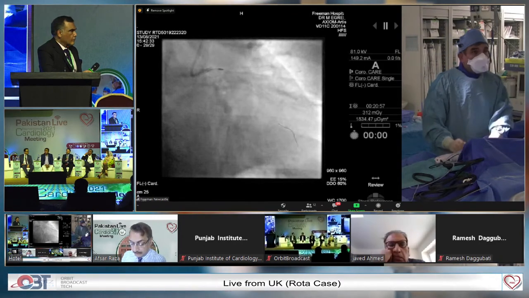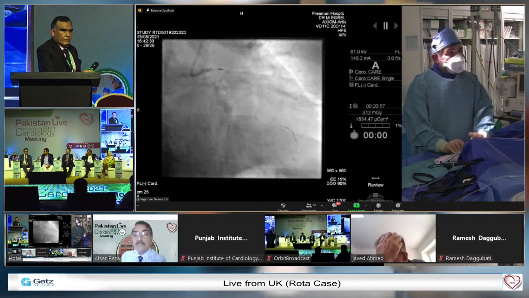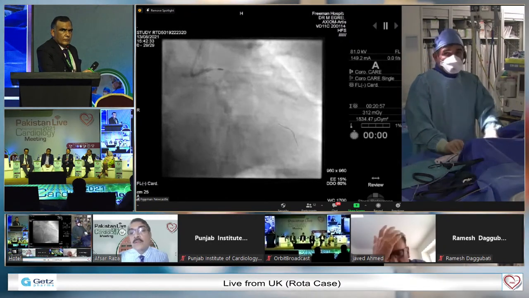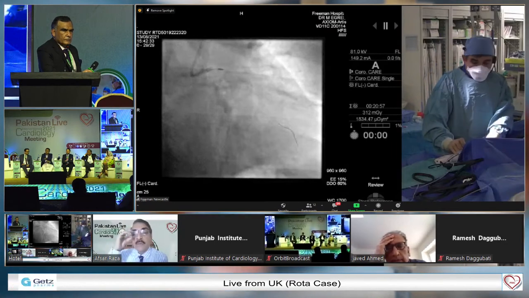Will you use the same 1.25 or will you use a new rota for this? No, this one, I'm still using the 1.25. I still have it on the table, so I reconnected it. I'm just about to rotablate the circumflex. So you could go back to the image.